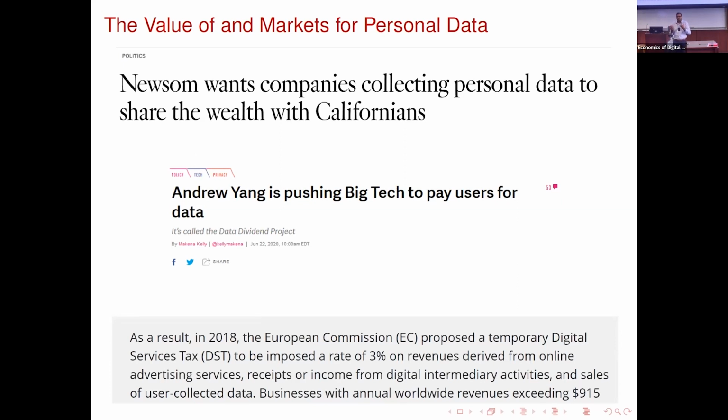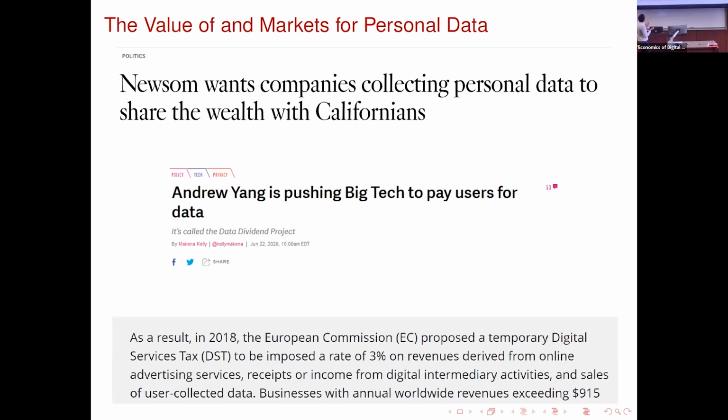So there is this growing concern about inequality and the sharing of this value, and we see proposals being raised in the US and EU. For example, in California, there was a proposal about making companies share the value they create from users' data back with the users. There are also some proposals in the European Commission taxing targeted advertising and potentially rebating some of that value back to consumers.